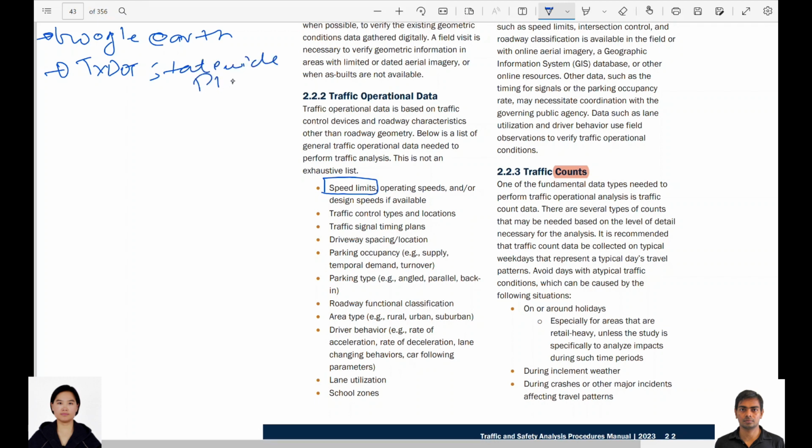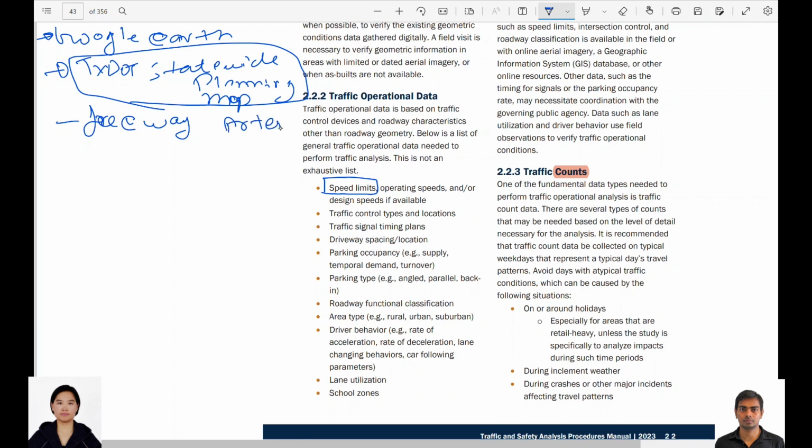Statewide, however, it is known to have inaccuracies within the planning map. So even though we can gather this data, we do go and verify this. The smaller the street, the more chances of the data being wrong. For example, freeway may be better coded than arterials. And in general, the accuracy of the statewide planning map for speed limit is limited.